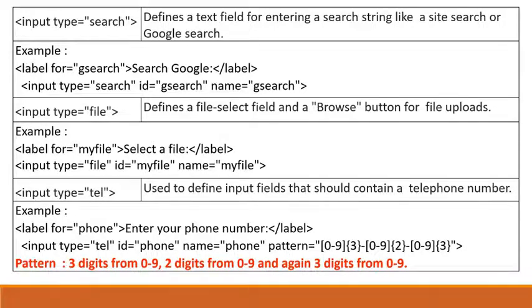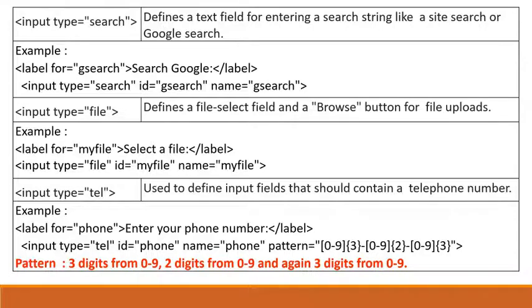So here label for my file, select a file, and slash label. Input type is equal to file, ID is equal to my file and name is equal to my file. Here your choose file option will get selected. And the last control is input type equal to tel, that is a telephone number, used to define the input field that should contain a telephone number.